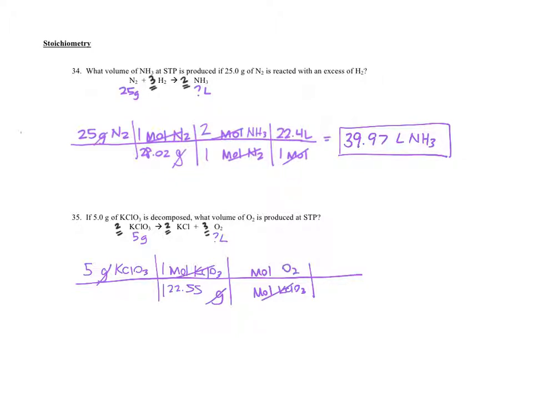Coefficients always go in the mole to mole conversion. So there's a 3 in front of the O2, a 2 in front of the KClO3. And then the problem is saying it wants the final answer in liters. Right now I'm in moles, so I just do very simply 1 mole on the bottom, 22.4 liters on the top.